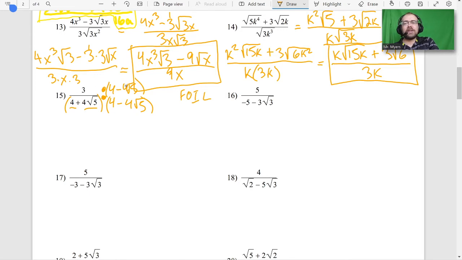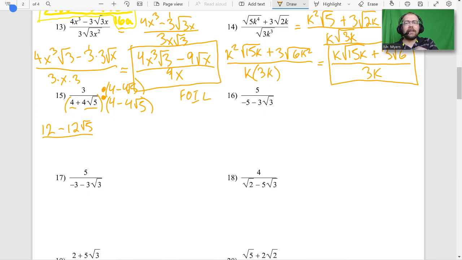So on the top, we just distribute. That's going to be 3 times 4, it's 12. And actually, there's going to be an extra factor of 4, but it's fine. We'll figure it out. So 12 minus 12 root 5. Okay? And then on the bottom.